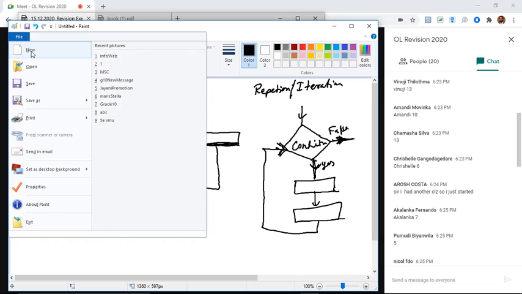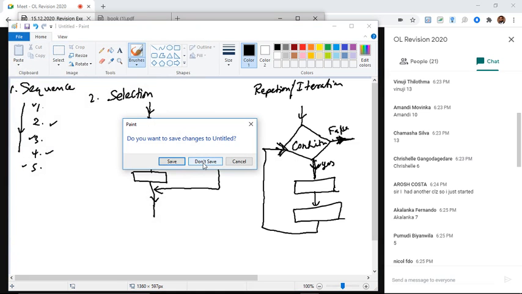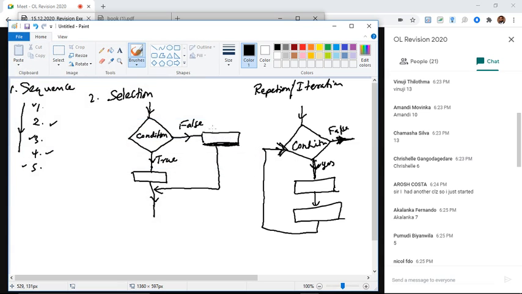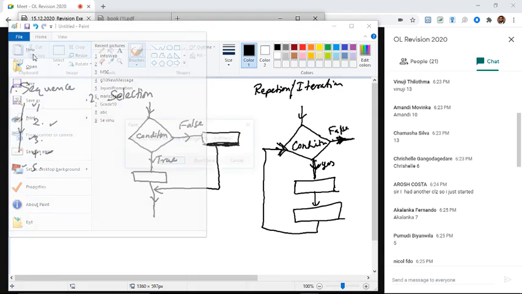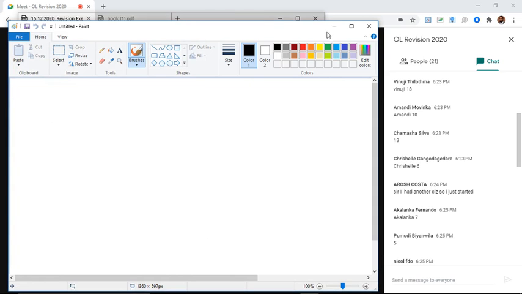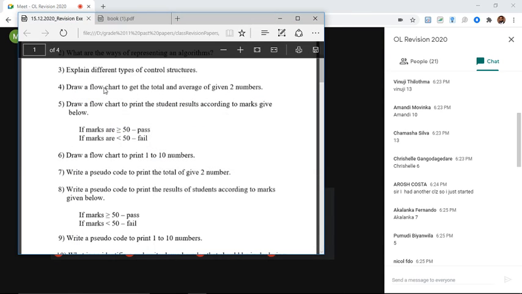I'll move to a new one. So if you want to add anything or write down these things, you have to write them down. Okay, so I'll take a new one. The next one: draw a flow chart to get the total and average of two numbers. So they have mentioned, draw a flow chart to get the total and average of two numbers.